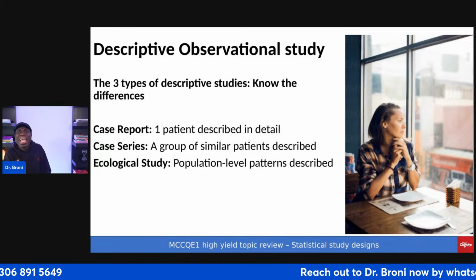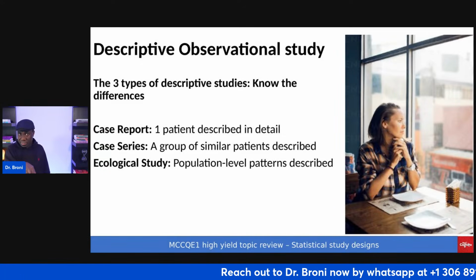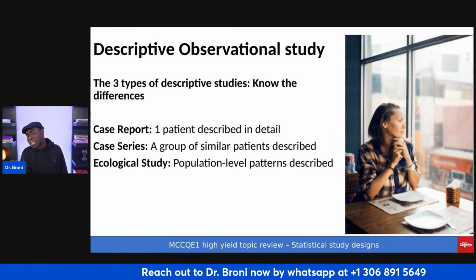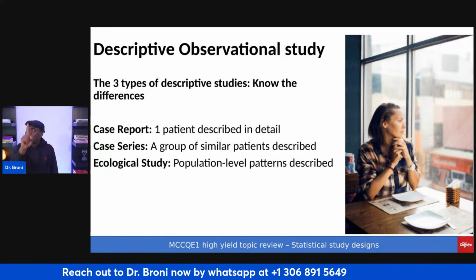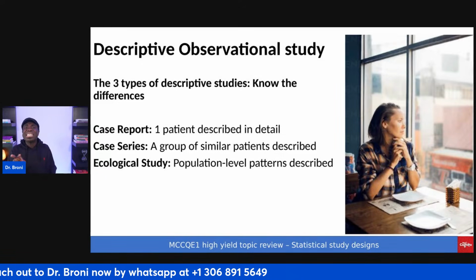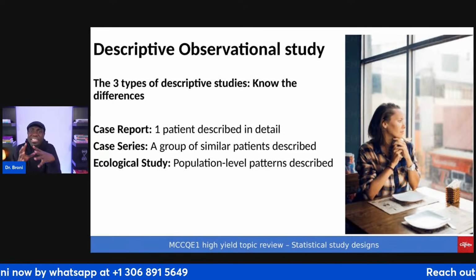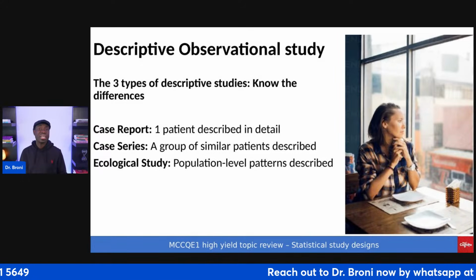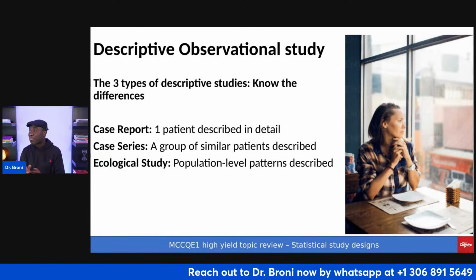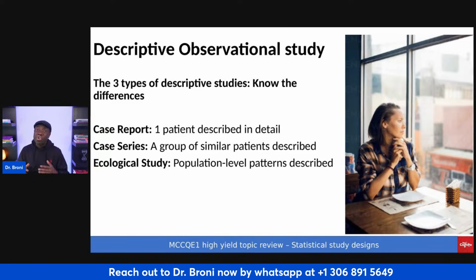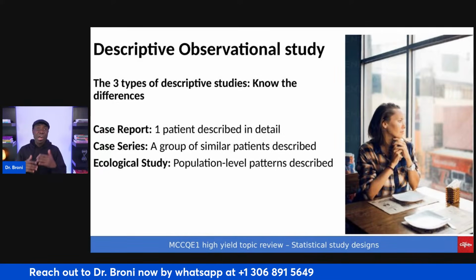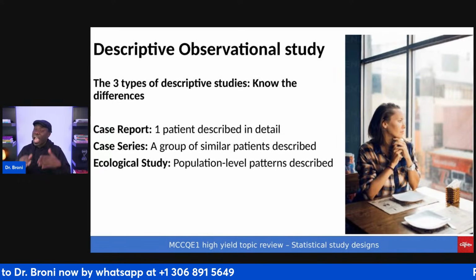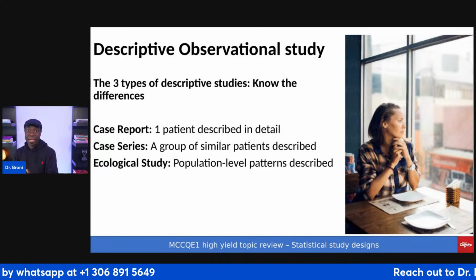And then we have a case series. This is the difference between a case report and a case series. A case report is focused on just one person. A case series is a group of similar patients who are being described. So let me say a group of patients with heart failure, a group of patients with diabetes, a group of patients with COPD, a group of patients with eczema, a group of patients with schizophrenia, right?